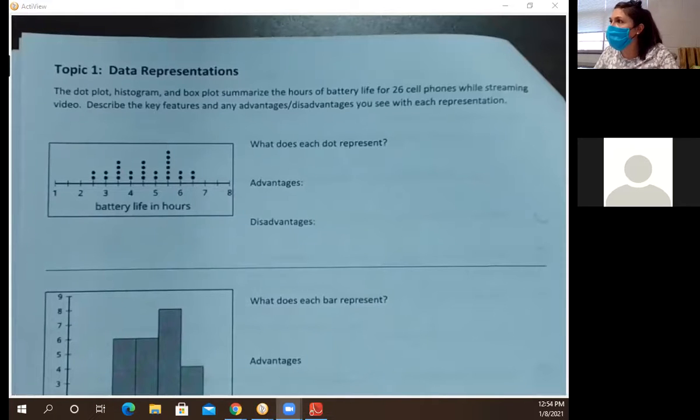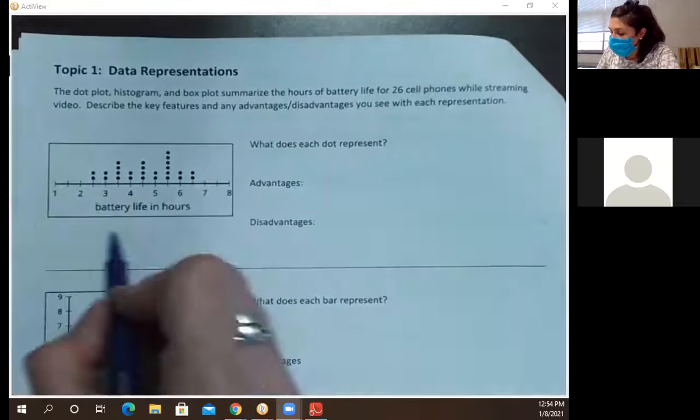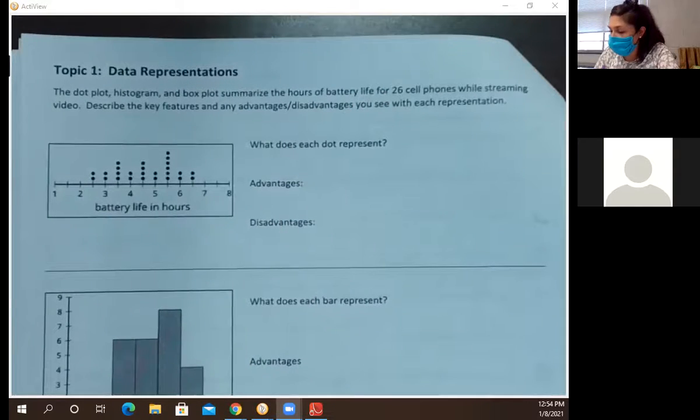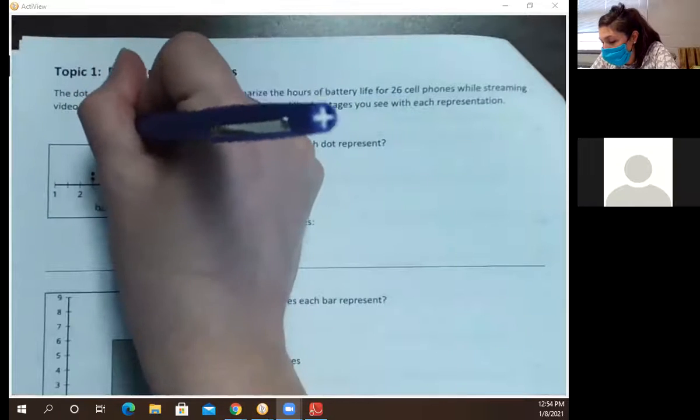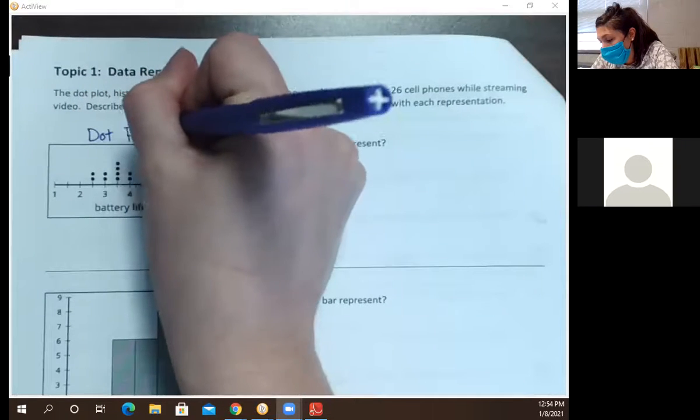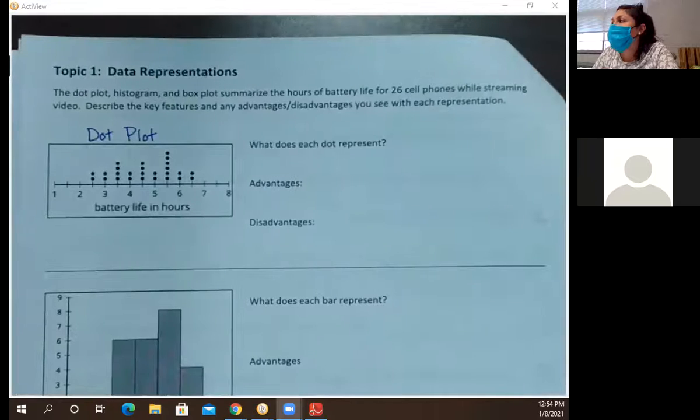We're going to talk about dot plots, we're going to talk about histograms, and we're going to talk about box plots, okay? So really quickly, we'll go into detail on each of these, but really quickly, this first graph that I see towards the top of page 4 that has all the dots in it, that's a dot plot. If it's got a bunch of dots, it's a dot plot.